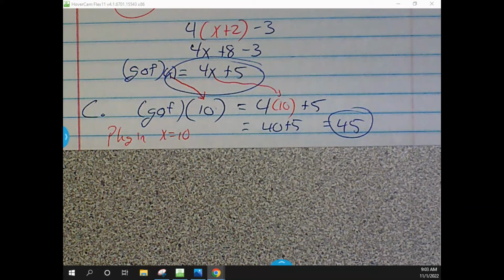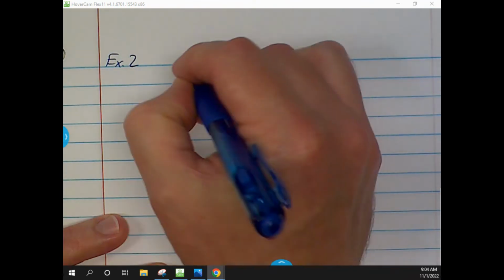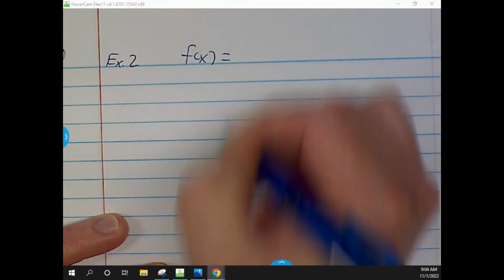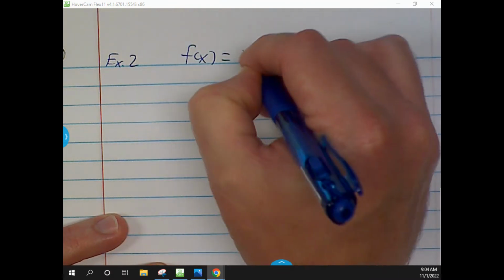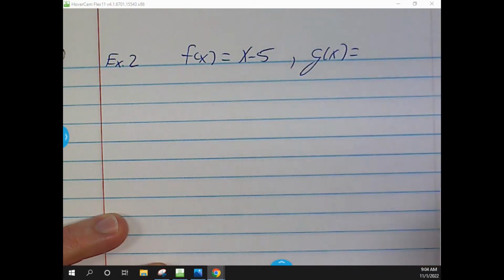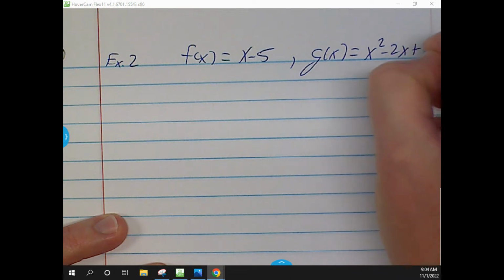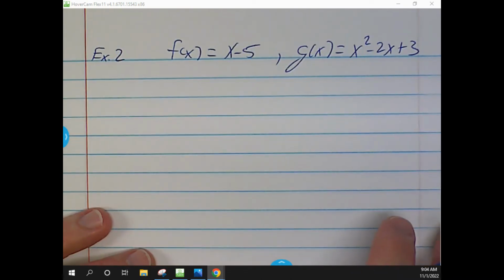All right, let's step it up a little bit. If everybody's okay with that, let's make one that's a little bit tougher here. Okay, so for example 2, let's say f of x is x minus 5. And then g of x is x squared minus 2x plus 3.